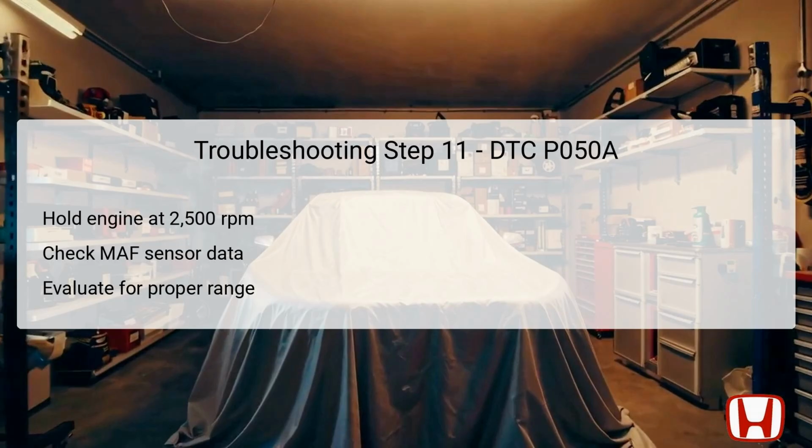The final troubleshooting step requires you to hold the engine speed at 2,500 RPM for approximately 30 seconds. During this time, check the mass airflow sensor data listed in the HDS. A properly functioning MAF sensor should register values between 9.1 and 12.9 grams per second (g/s) at this engine speed. Monitoring these readings is imperative as they provide insight into the air intake process during a steady throttle position.